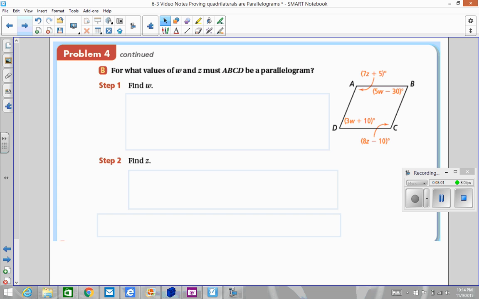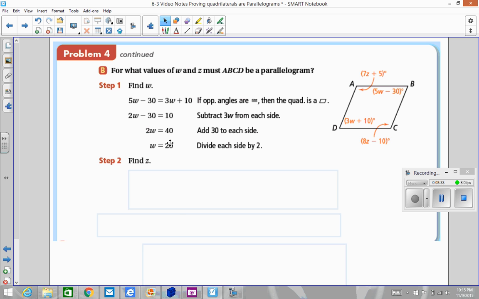Okay. So if you want to pause the video and try this one, that'd be great. Okay, for this one, it says find the values of w and z that would make this a parallelogram. All right, so if I look at w, these are opposite angles, and z, these are opposite angles. So we know that if this was a parallelogram, the opposite angles would have to be congruent. To find w, I'd say 5w minus 30 is equal to 3w plus 10.